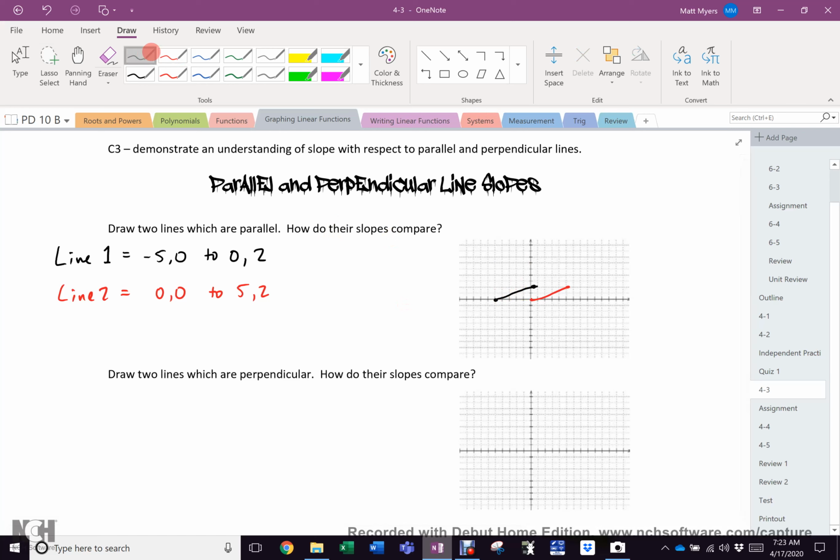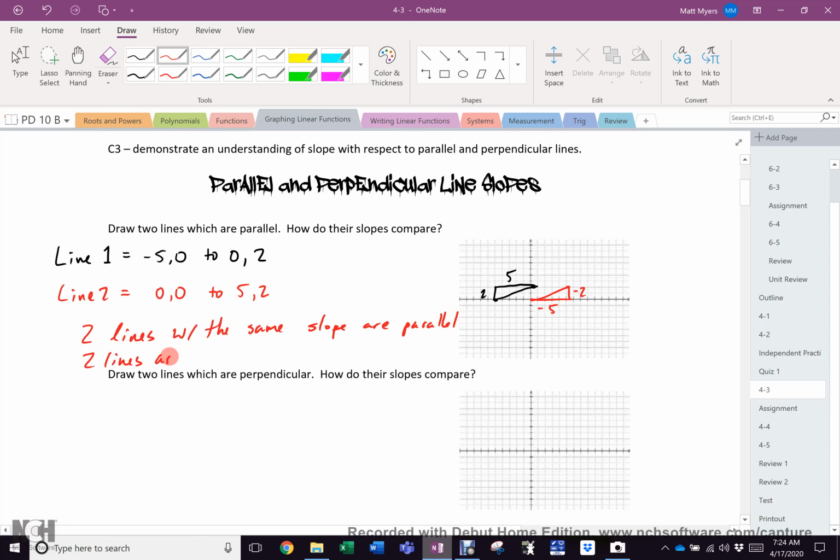Well, what is this black slope? 2 fifths. What is this red slope? Negative 2, negative 5. Also 2 fifths. Their slopes are the same. So that tells us two lines with the same slope are parallel. Now that also means if we know two lines are parallel, then they have the same slope.